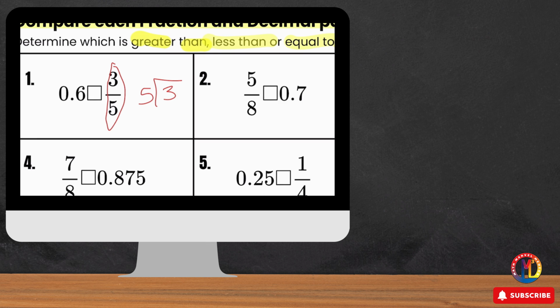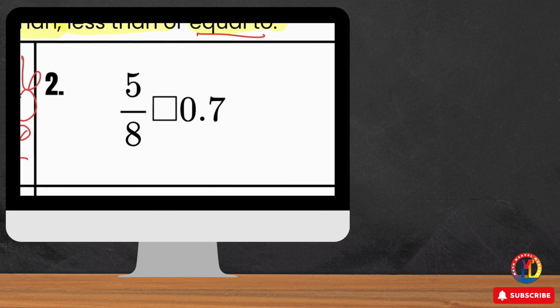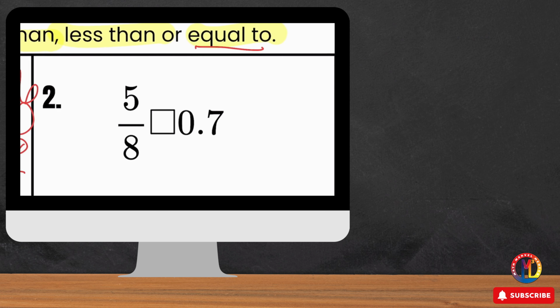3 divided by 5, 5 goes into 3 0 times. I add in my decimal point. 5 goes into 30 6 times. 6 times 5 is 30. It goes in evenly. So 3/5 is the same as the decimal 0.6, or 6/10, and so the values are equal. Let's go ahead and have you try number 2. Go ahead and click the pause button, and we'll come back and go over the answer.